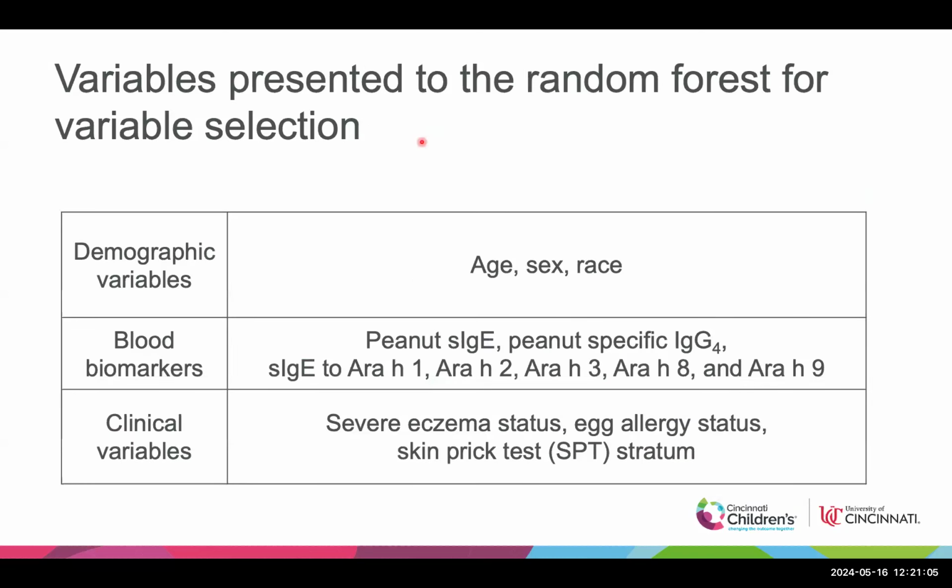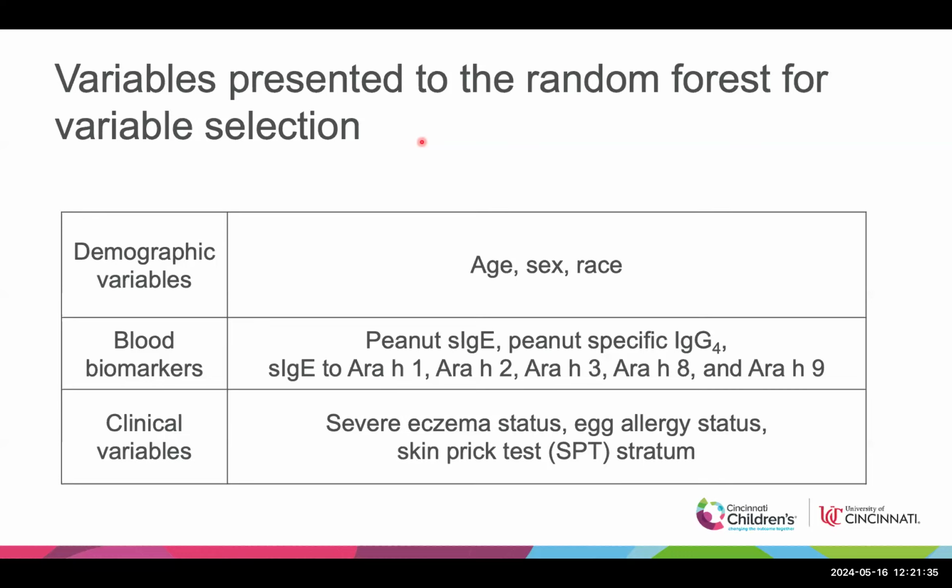So which are the variables that we put into the random forest? We use age, sex, and race as demographic variables. We use peanut-specific IgE and peanut-specific IgG4. IgG4 is a different class of antibody; it is considered more protective as opposed to IgE. Then IgE to Ara h 1, 2, 3, 8, and 9. These are the components, so these are the allergens for peanut. They are just coded like that and have numbers. These were measured for this trial.